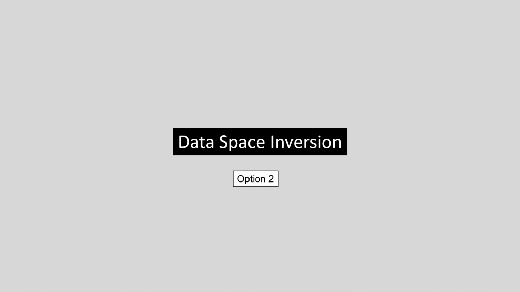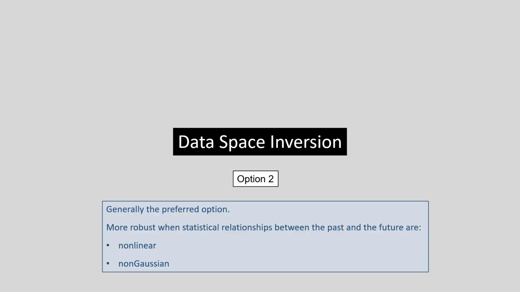We will now look at the second option for implementing data space inversion provided by the PEST suite. And this, I have to say, is the option that I generally use. It's the preferred option because it's more robust when statistical relationships between the past and the future are non-linear and non-Gaussian, which they normally are. So what we're going to talk about now, implemented in a program called DSI2, is normally the option we'd use to implement DSI, data space inversion, when using the PEST suite.